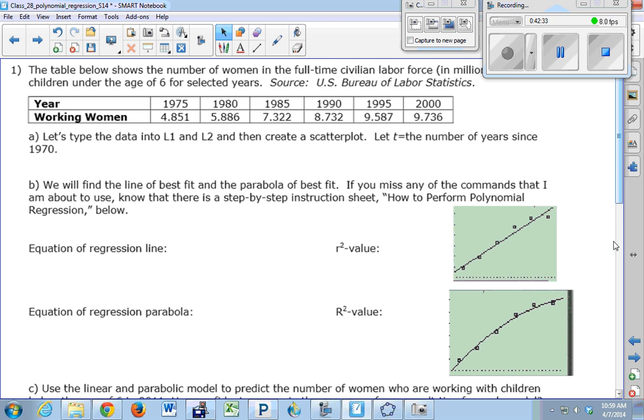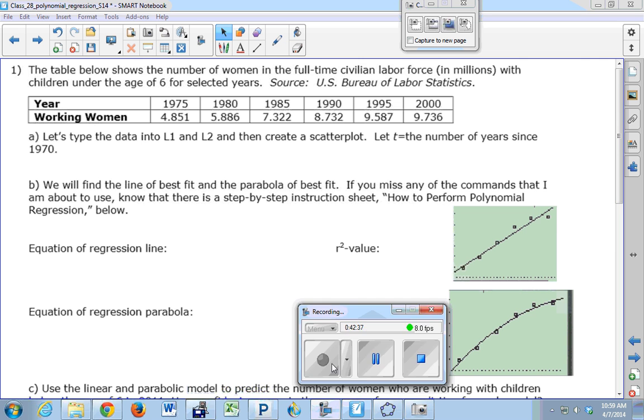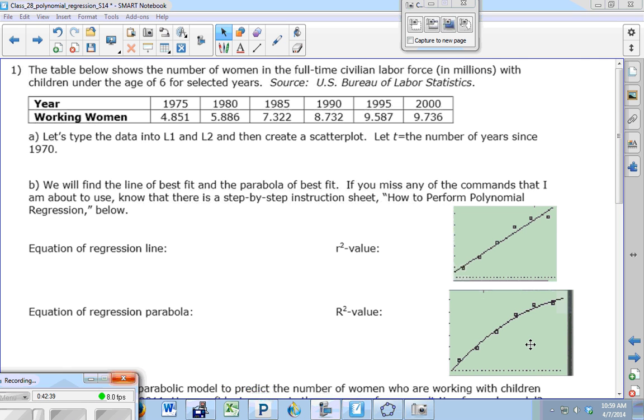So let's take a look at this. I've done some of the work for you already. I've got some pictures here. This table shows the number of full-time women in the civilian labor force. So this means women who are not in the military. I'm trying to remember if civilian force by census includes, like, police force. I don't remember. I know if you're in the military, you're not included in this. With children under the age of 6 for selected years.